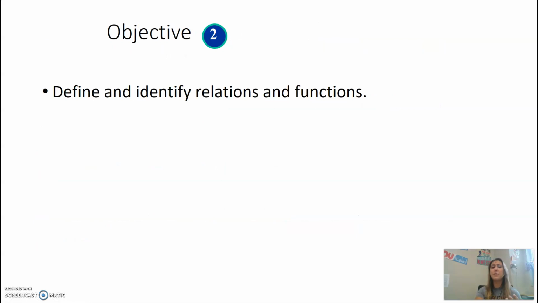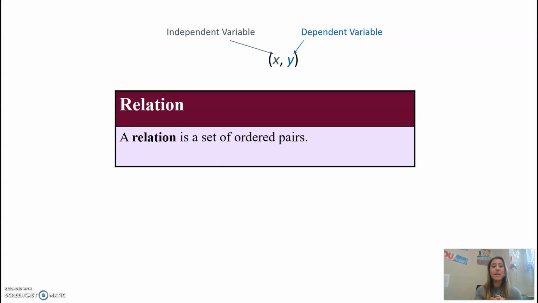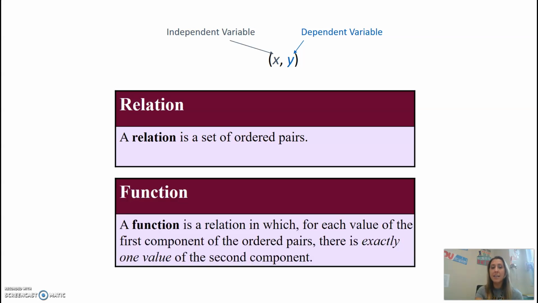All right, so now we want to define and identify relations and functions. So again, we've already talked about our independent variable and our dependent variable. This is what it would look like if they were a coordinate. So we want to talk about it as a point. A relation is a set of ordered pairs. So these are an ordered pair. That is what a relation is. So go ahead and hit pause and get that down.